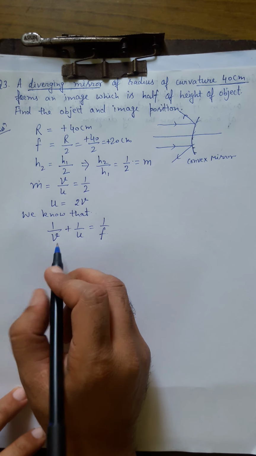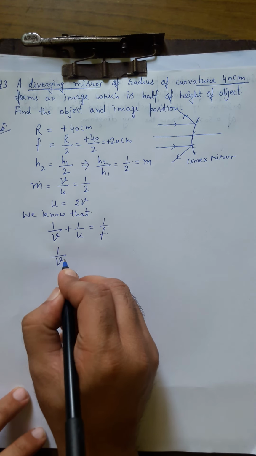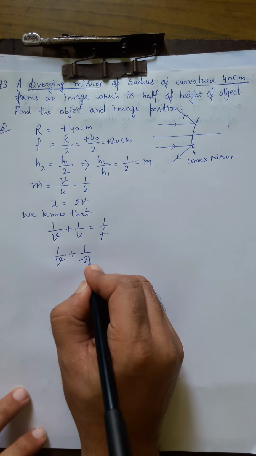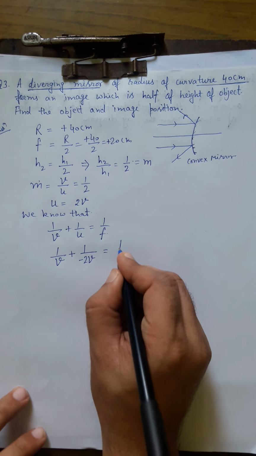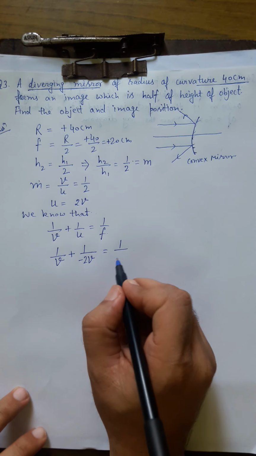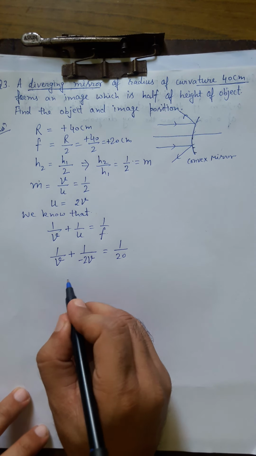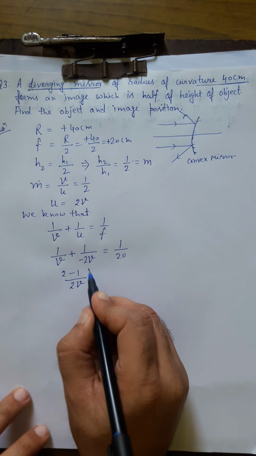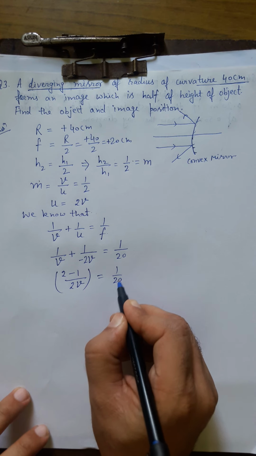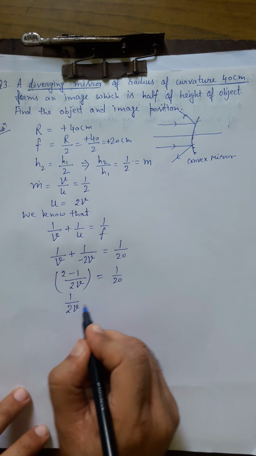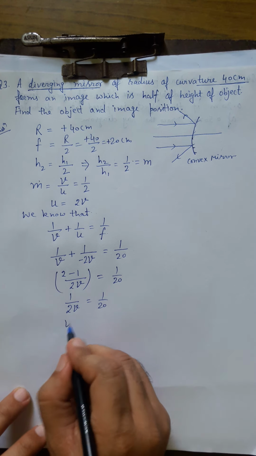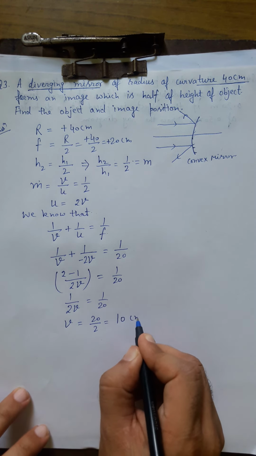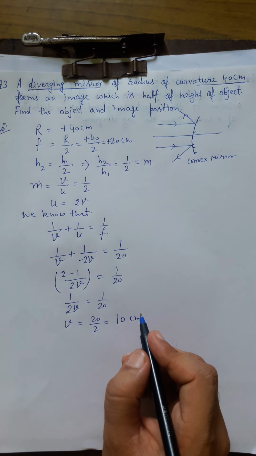So 1 upon v plus 1 upon u means 2v, but always taken with negative sign. So we can write this, and f is 20 centimeters. So we can put 2v as the LCM. 2 minus 1 is equal to 1 upon 20. 1 upon 2v is equal to 1 upon 20, and v will be equal to 20 upon 2 means 10 centimeter. This is the value of v.